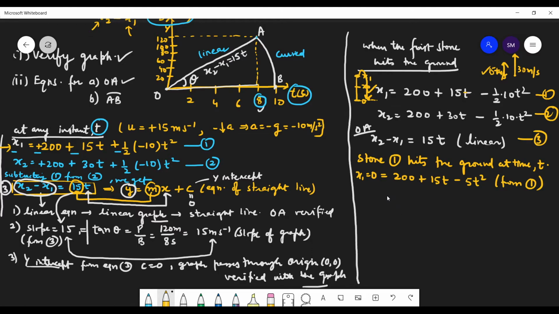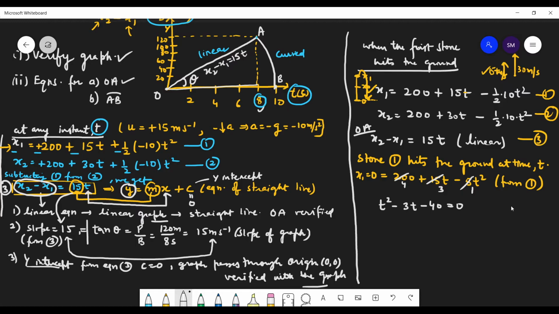And this will be equal to, so dividing both sides by 5, so 1, then 3, and then here 4, so 40. So you get the equation t square. So taking all of them to this side, or multiplying with minus 1, because I want the coefficient of t square to be positive. So t square minus 3t minus 40 equals 0.